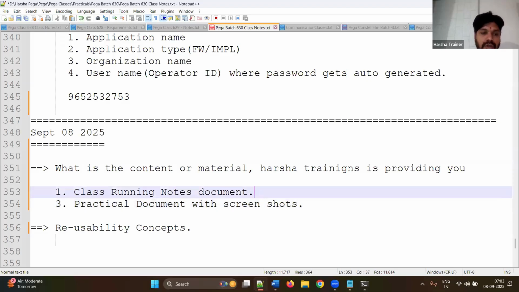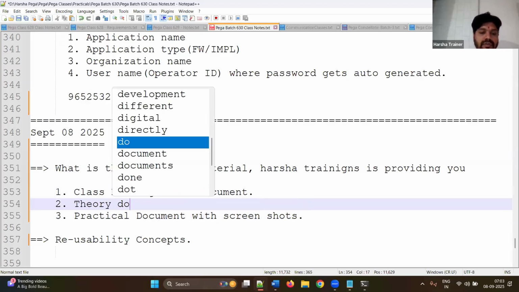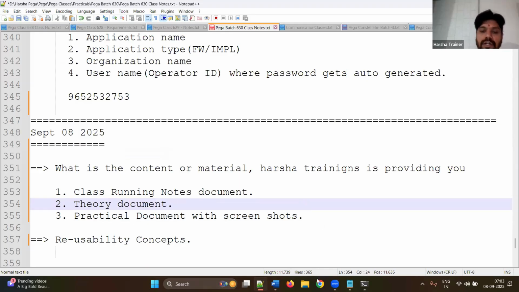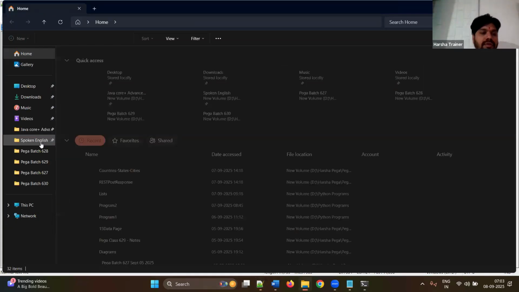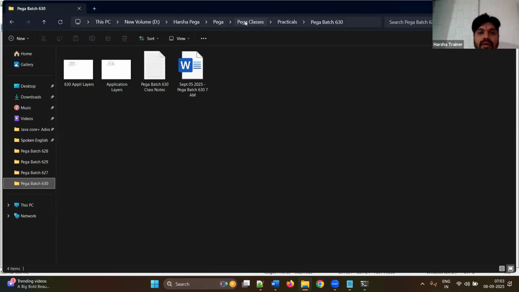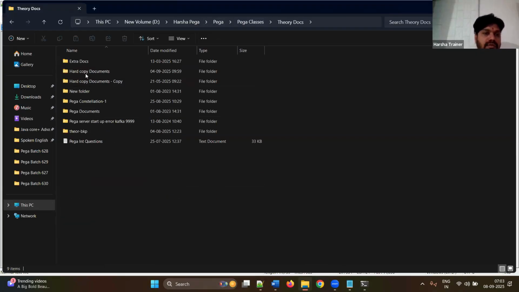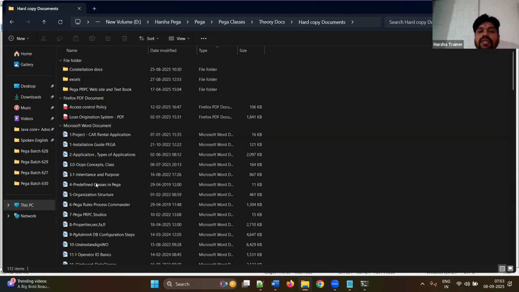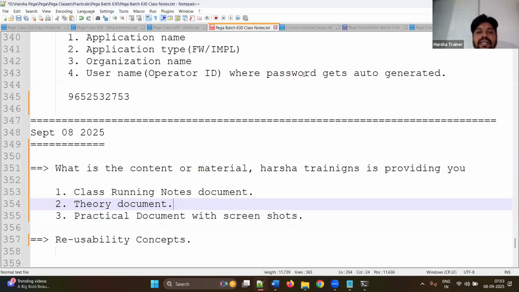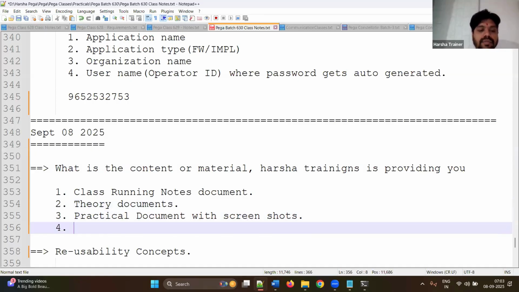Apart from this, you are also being given a theory document. You know what a theory document is? The document which I have shared as a Word document, you remember? These Word documents are theory documents. They contain complete detailed information about the respective topic. Mostly those documents are topic-wise documents. And next, whatever diagrams we have, the respective diagrams I am providing.